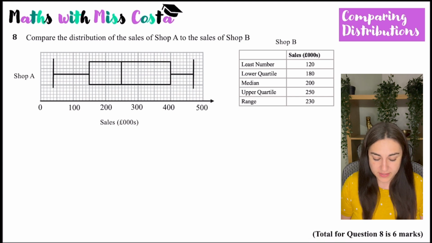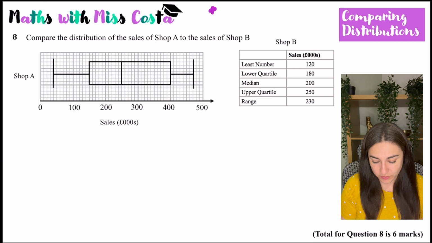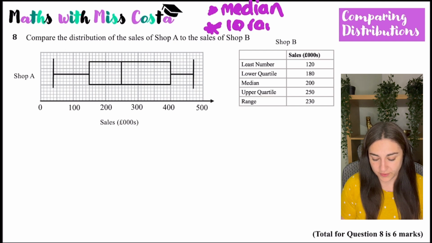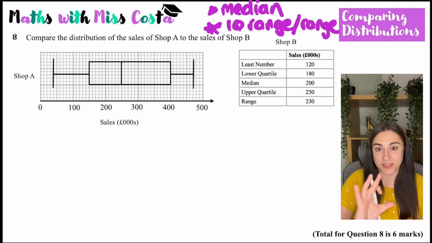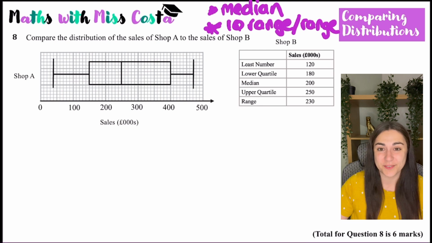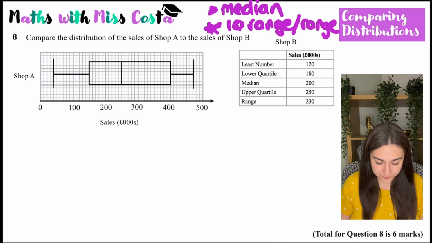Now, in order to do this, there are 2 things that you always want to compare when comparing distributions, and that is the median and either the range or the interquartile range. Because the median tells you the overall performance, and the range or the interquartile range tells you the distribution, so the spread of data, so how close together all the values are and how consistent they are.